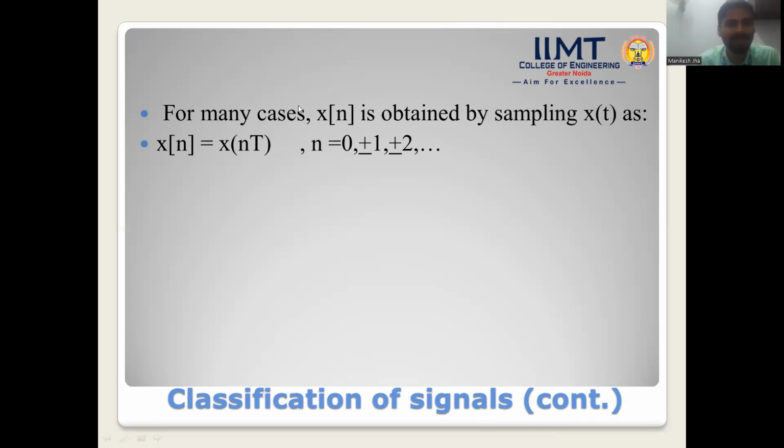In many cases, we define the discrete time signal as x of n, and the continuous time signal as x of t. This is the representation. In general, when we define the discrete time signal x of n, we write it as x of nT, where n is an integer: 0, plus minus 1, plus minus 2, because it is defined only for integer values.